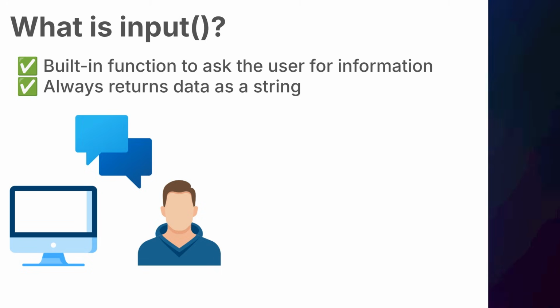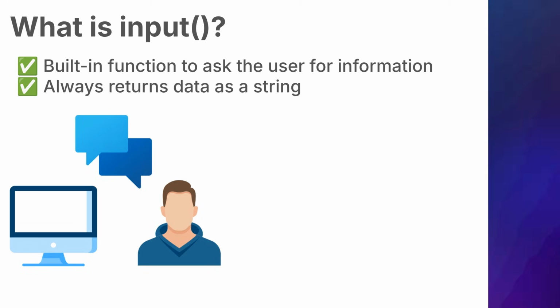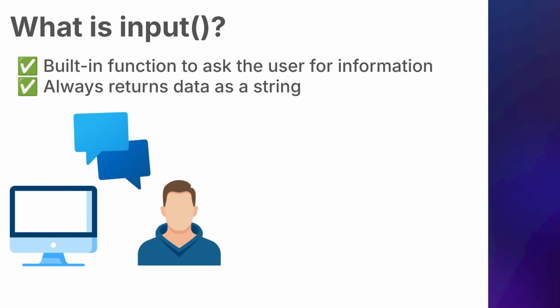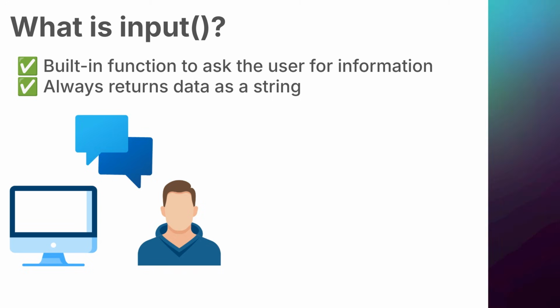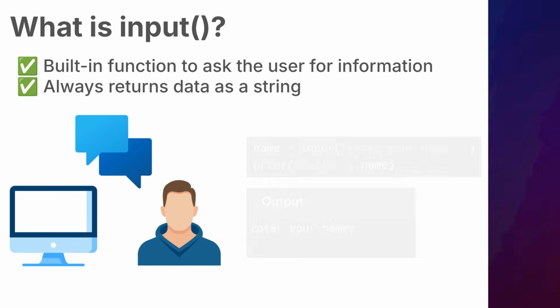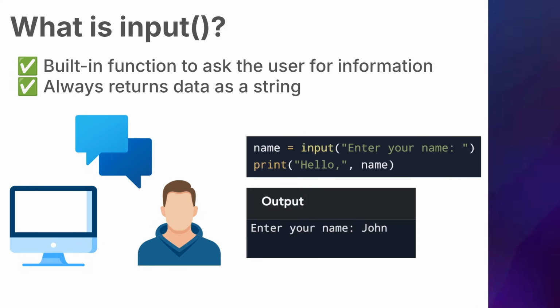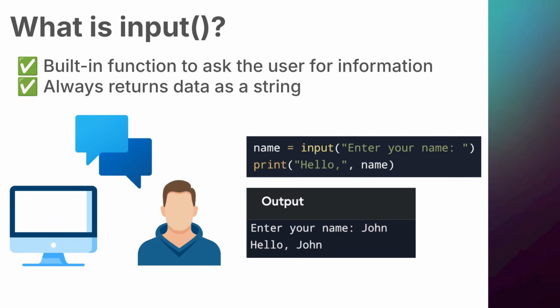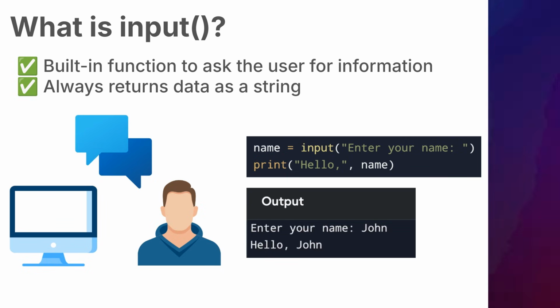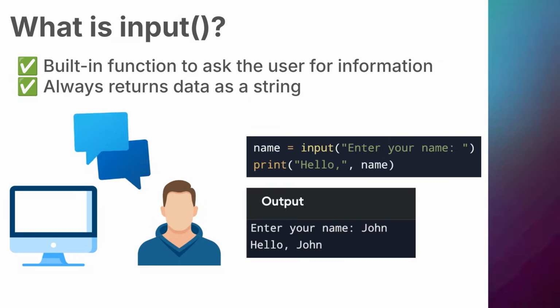Now let's talk about one of the simplest ways to make your Python program interactive, the input function. This is a built-in function that pauses your program and waits for the user to type something on the keyboard. Whatever the user types is collected as text, called a string, which you can then store in a variable. For example, if you ask for someone's name, the program stops, lets them type it in, and then uses what they typed in the next step, like printing a greeting. It's a quick and easy way to let your program have a little conversation with the person running it.